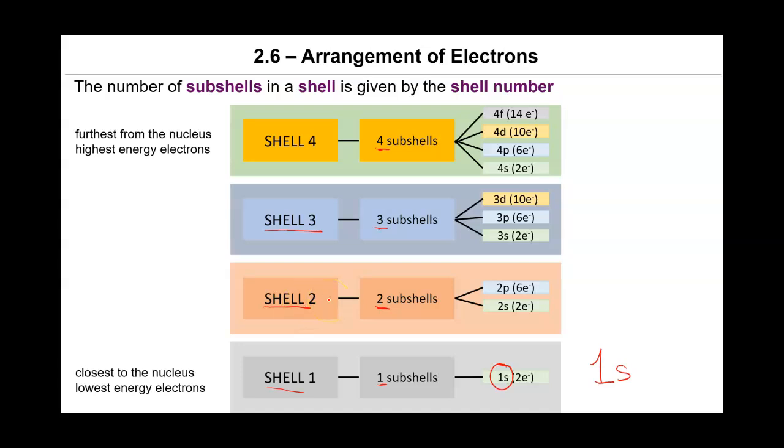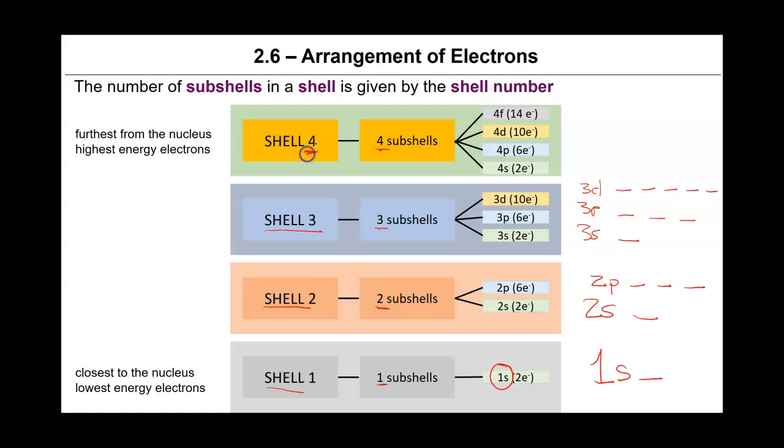In shell 2, where we have 2 subshells, we have the 2s and the 2p. The s subshell is made of 1 orbital, but a p subshell is made of 3. Often orbitals are indicated using lines. The third shell contains 3 subshells, the 3s, the 3p, and the 3d. And recall that the d subshell is made of 5 orbitals.